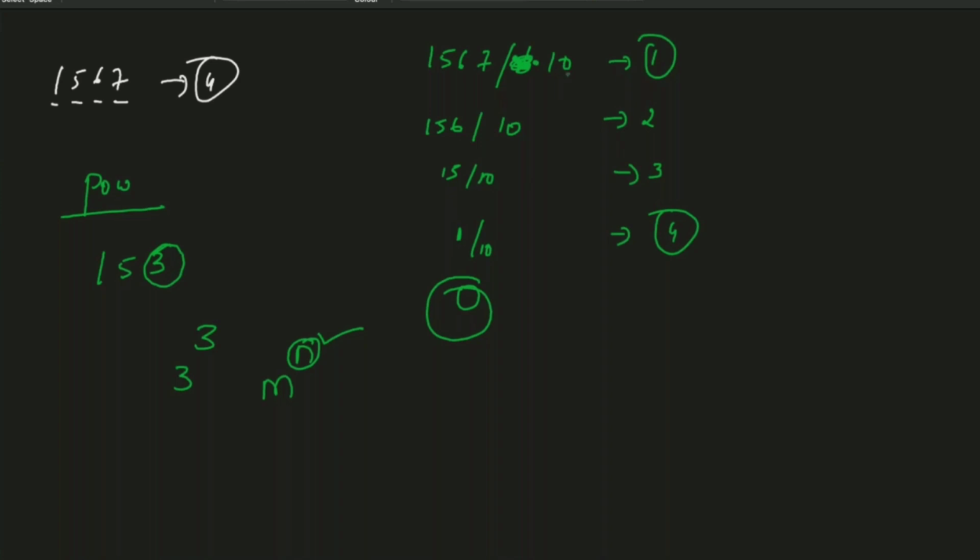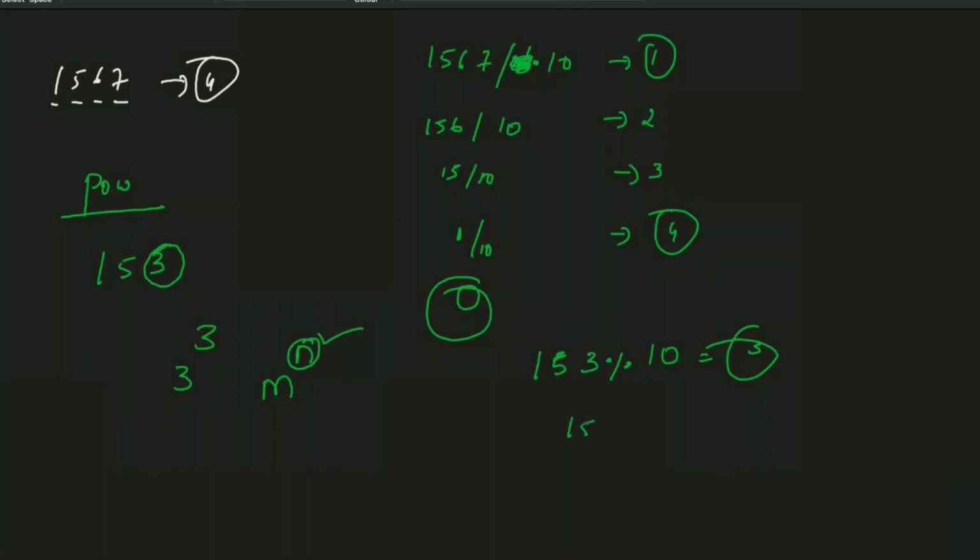Simple thing. By division, by telling 153 modulus of 10, what can I get, guys? I can get a number called 3. Right? After that, if I want to get 15, what I'll do is reduce this number.